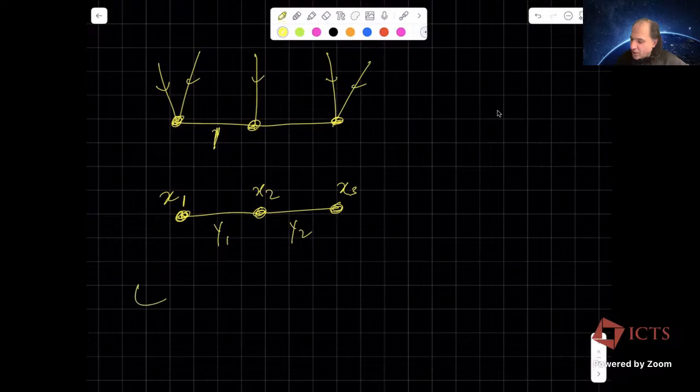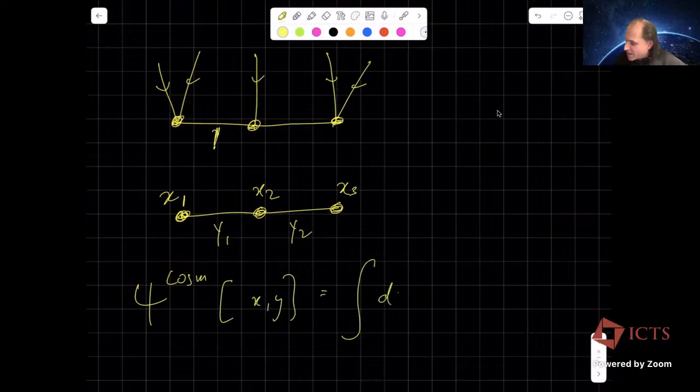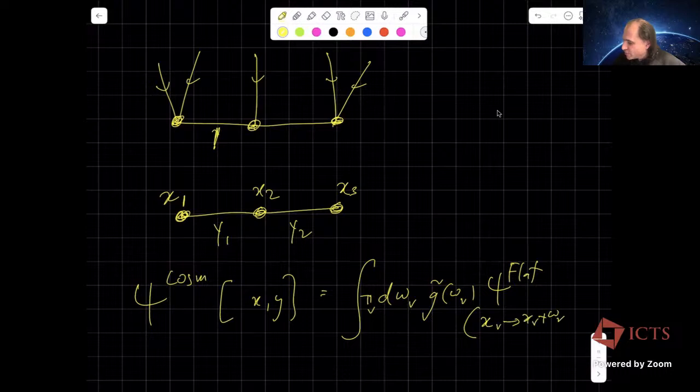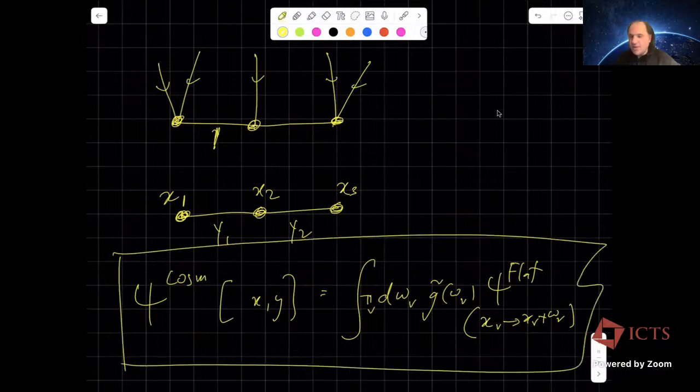So in order to get the cosmological wave function as a function of all of the x's and the y's, we just have to integrate d omega, G tilde of omega for all of the vertices, times the flat space wave function, where the x's are shifted to x plus omega at each vertex. Okay, so that's the connection between the flat space and the cosmological wave functions. And the special case of power law FRW cosmologies is especially simple.